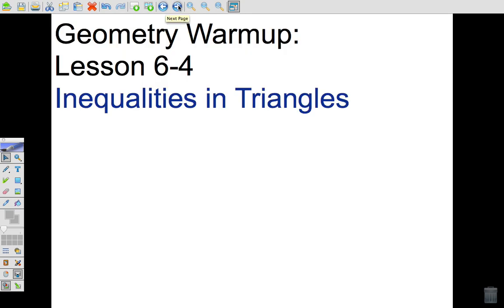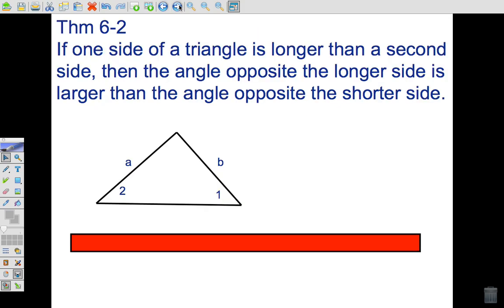All right, for lesson 6.4, let's talk about inequalities in triangles. And remember, leading up to this, we've talked about inequalities in general. We've talked a little bit about indirect proofs, and that's kind of leading us into this new topic, inequalities in triangles. Let's take a look at the first theorem that we have for this section.